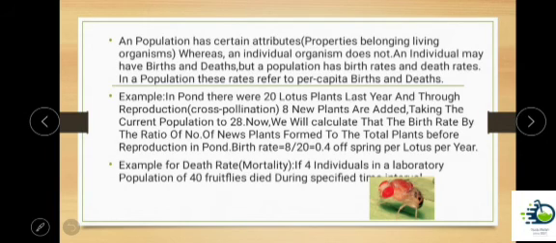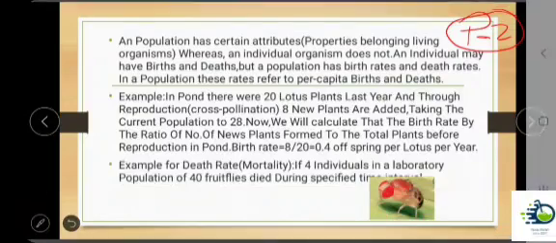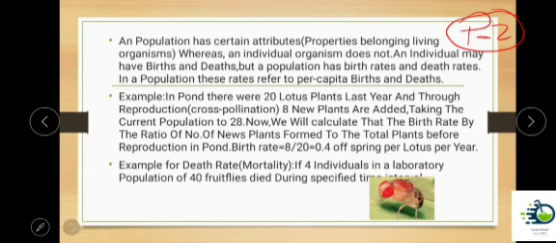Today let us discuss about the population attributes, second lecture.